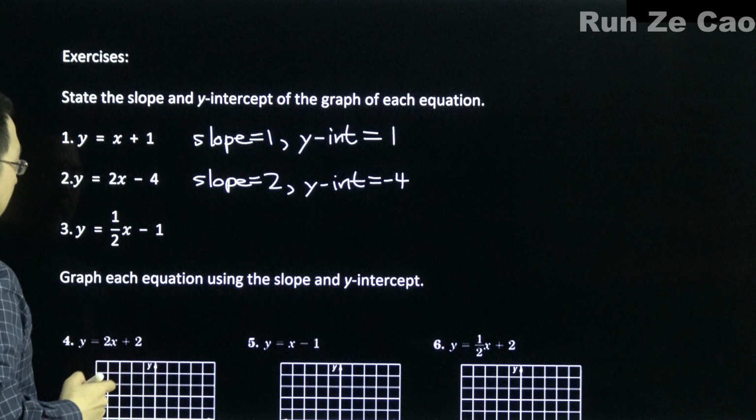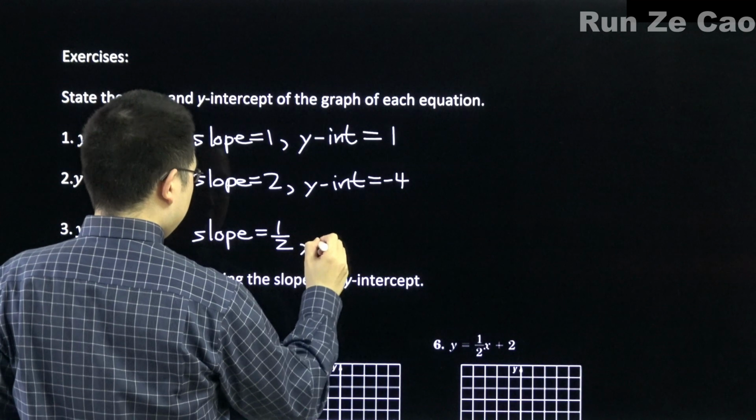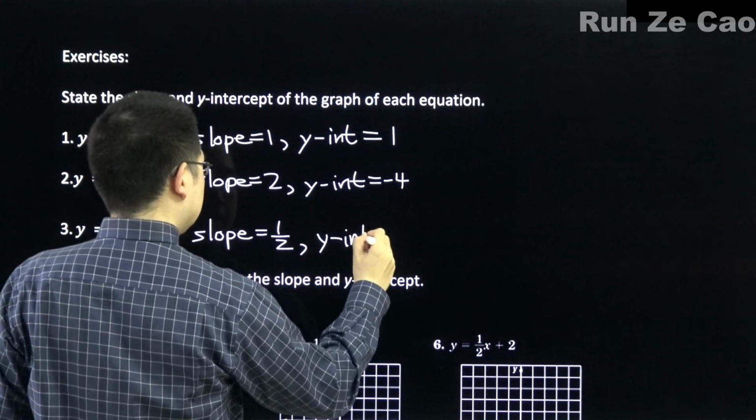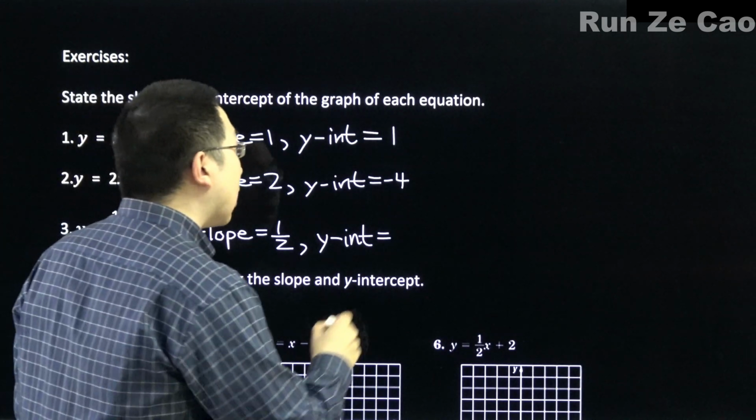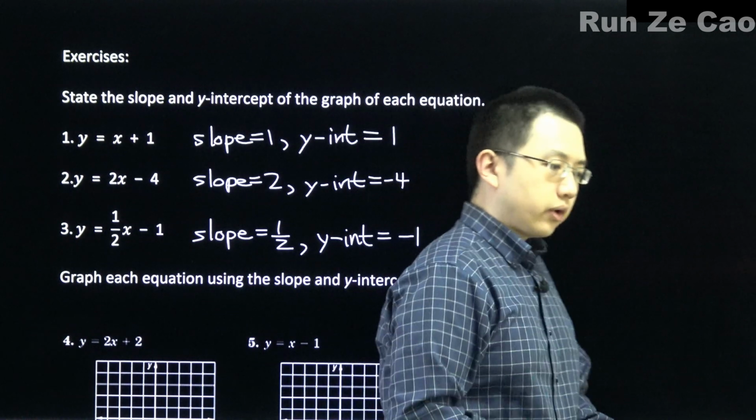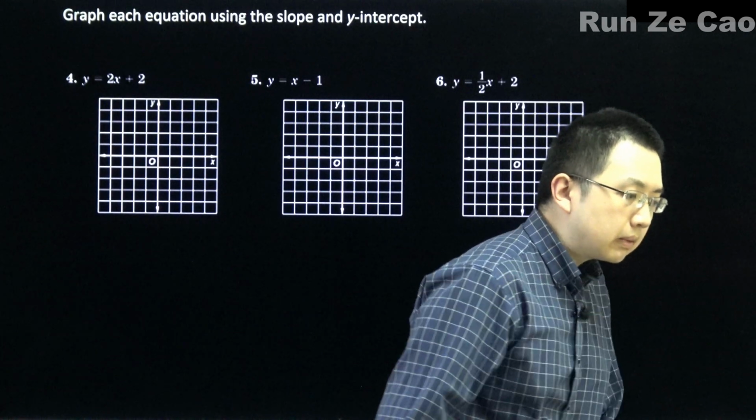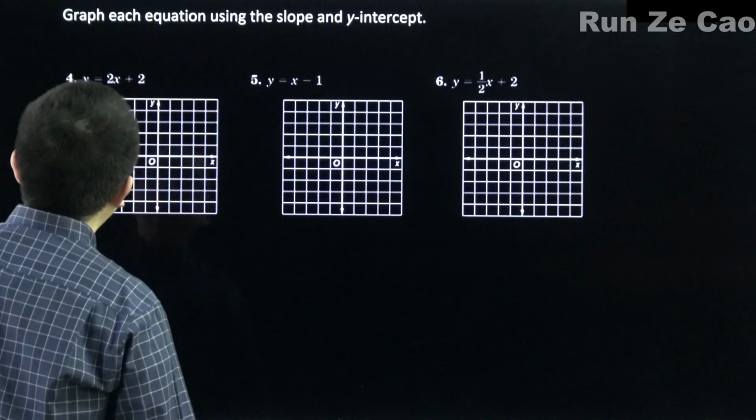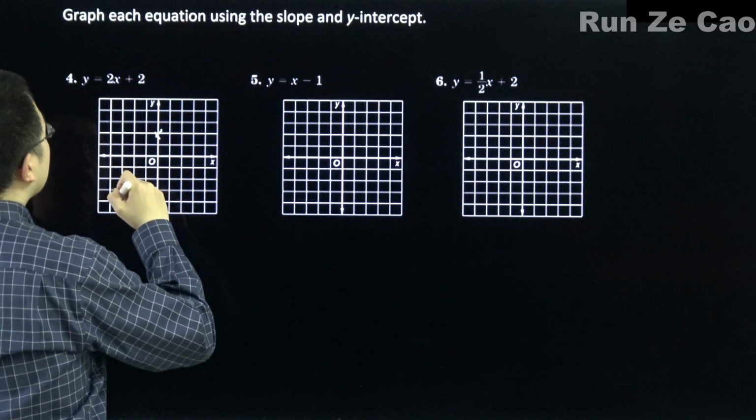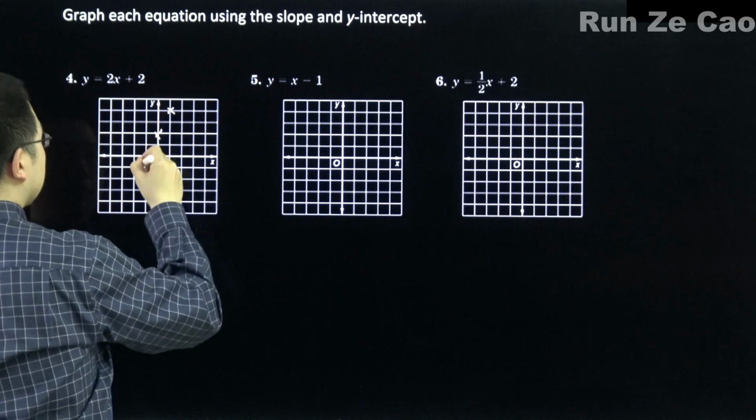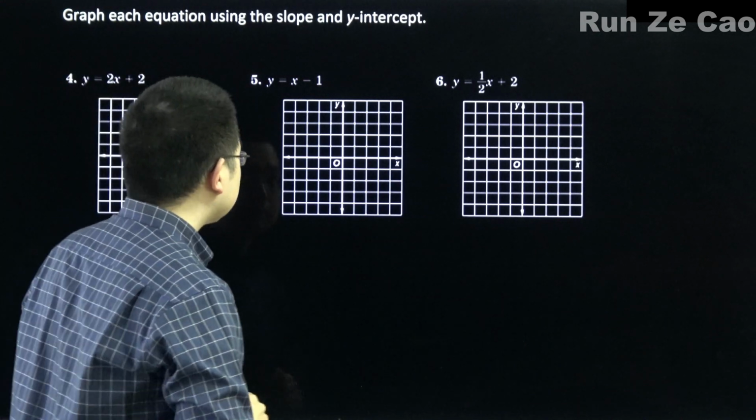y equals 1/2 x minus 1. The slope is equal to 1/2. And the y-intercept is equal to, well, when x equals 0, y is negative 1. Okay, now let's graph some equations using the slopes and y-intercepts. So y equals 2x plus 2. Well, when x equals 0, this is going to be 2. And 2x, that means the slope is going to be 2. And then we will draw a line through these, which we will do shortly.